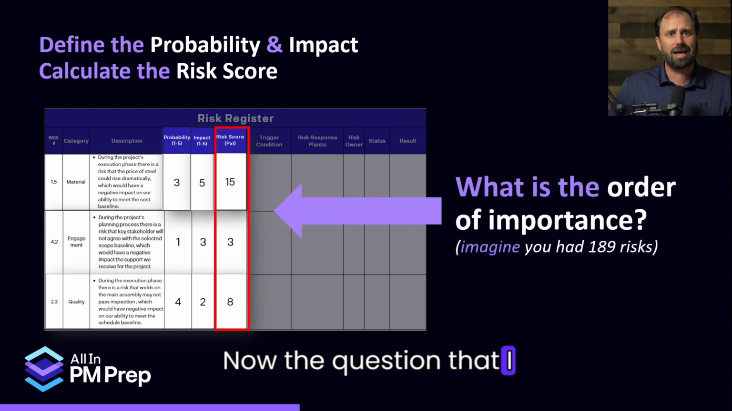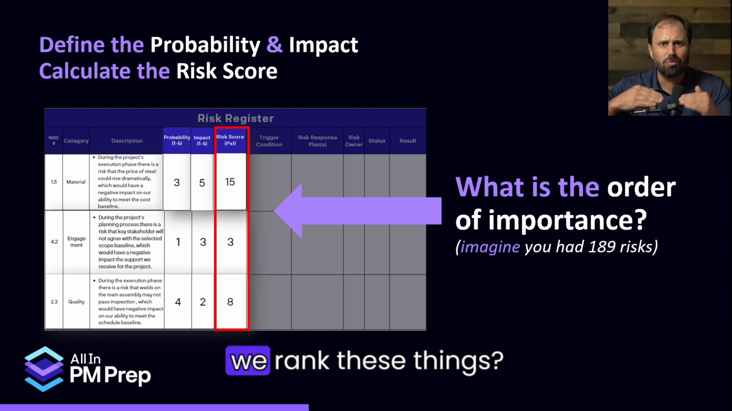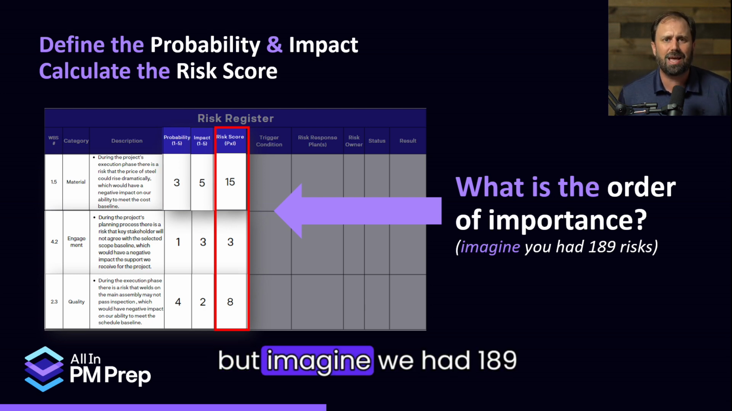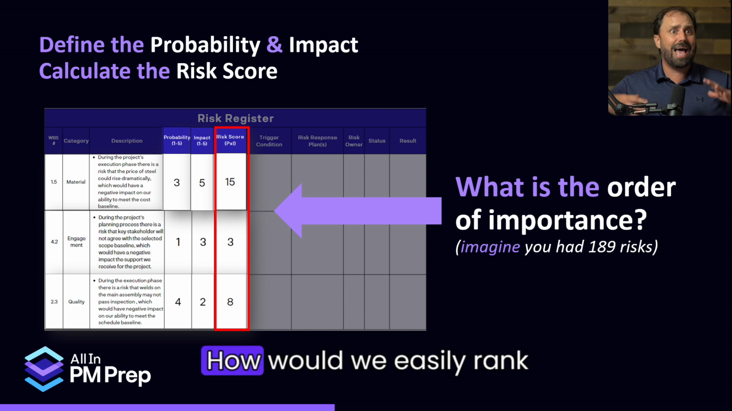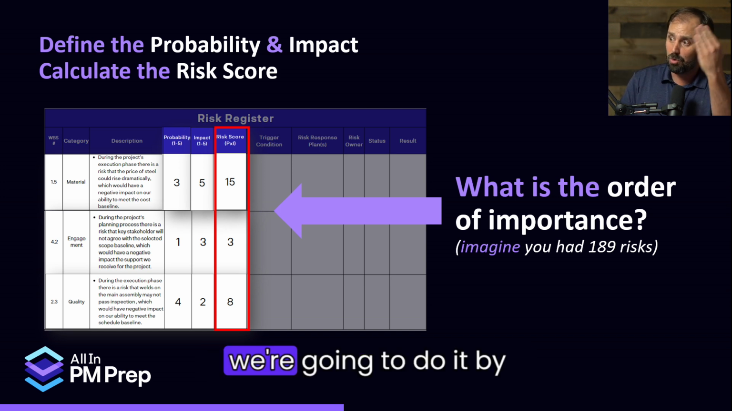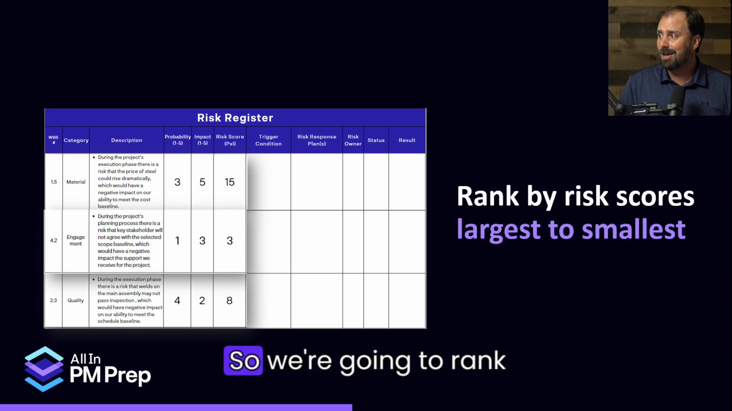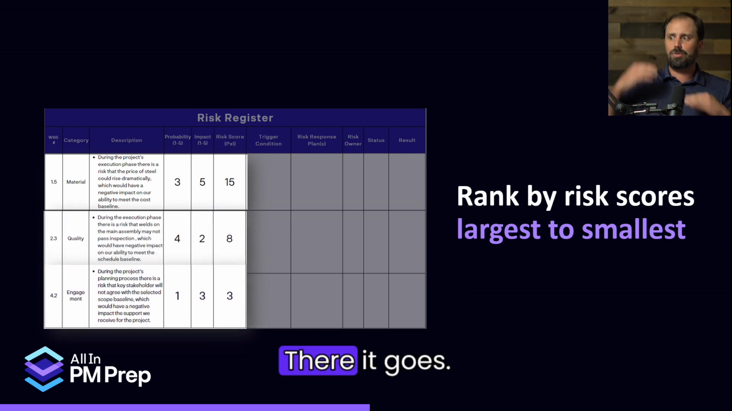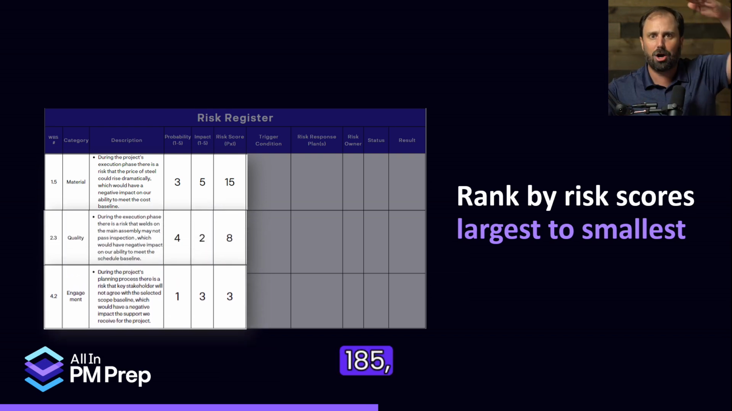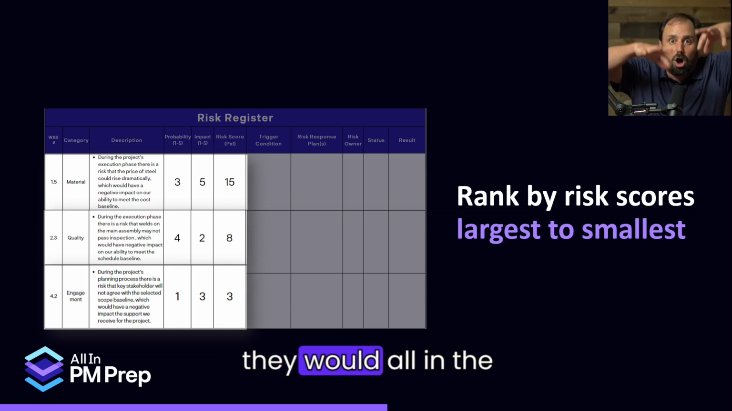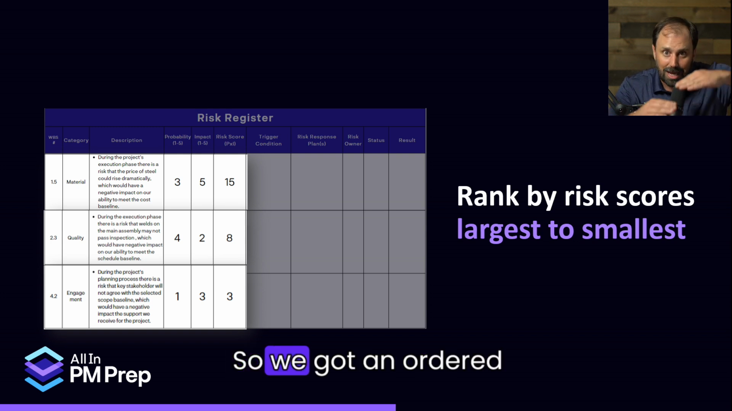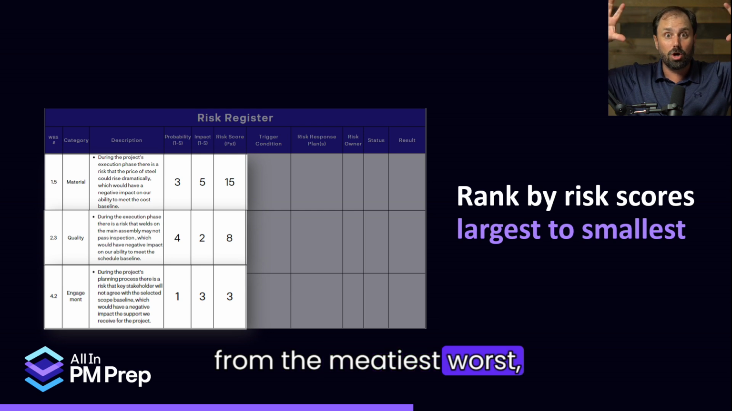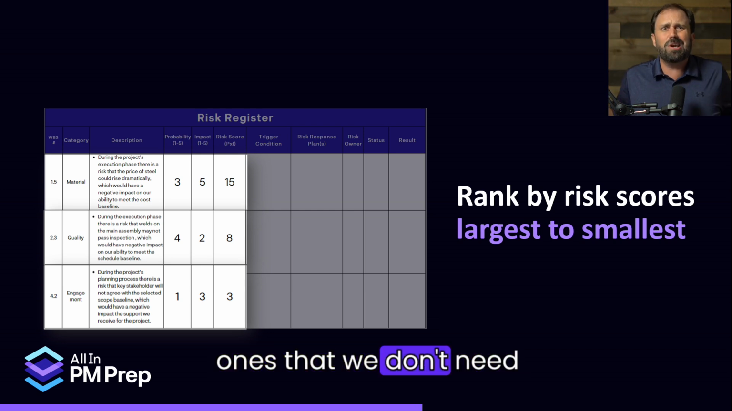Now, the question that I would ask you is, how do we rank these things? Now, it's pretty obvious that the big one at the top, but imagine we had 189 risks. How would we easily rank them? Well, we're going to do it by the risk score, okay? So we're going to rank it by the largest risk score to the bottom. Here we go. There it goes, 15, 8, 3. And if you think about 185, whatever left of them, they would all in the Excel file rank. So we got an ordered list, beautiful, of all the risk from the meatiest, worst, craziest risk to the ones that we don't need to worry about.